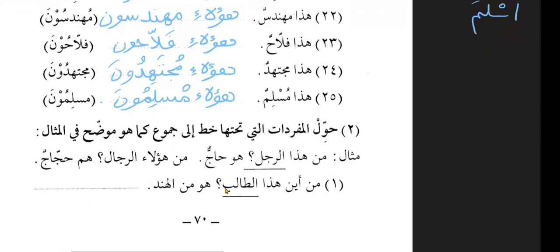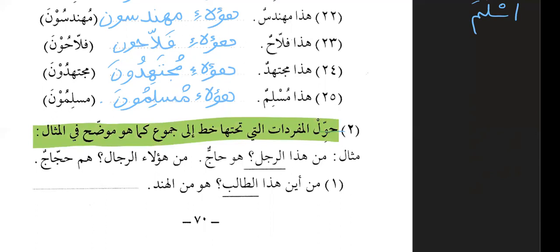جميل. التمرين الثاني قال: حول المفردات التي تحتها خط إلى جموع كما هو موضح في المثال. So the example it gives is, for example, من هذا الرجل؟ هو حاج. So who is this man? He is a pilgrim. So we have to rewrite the sentence, and change everything that needs to be changed into plural.